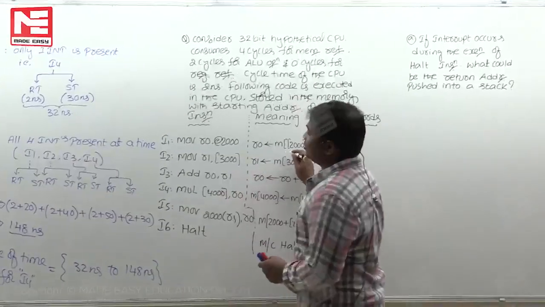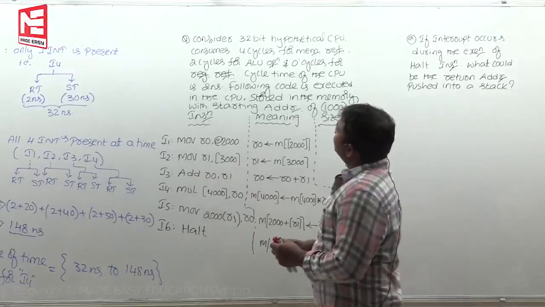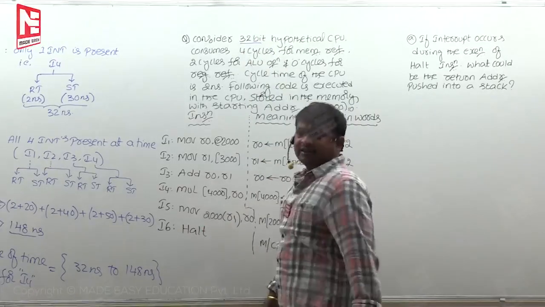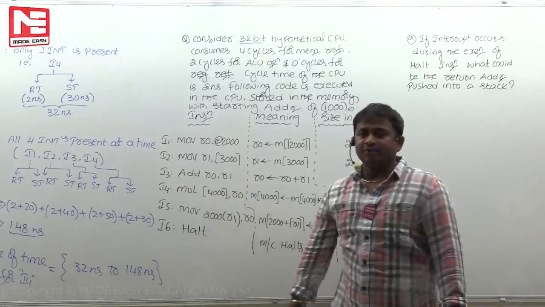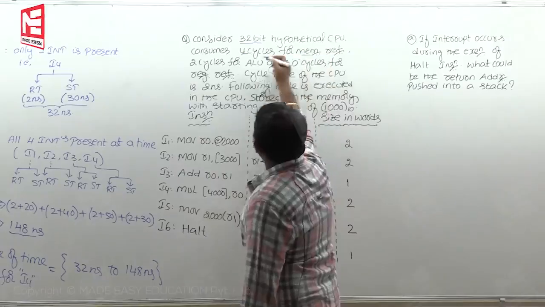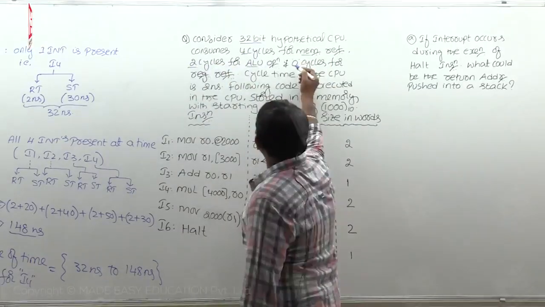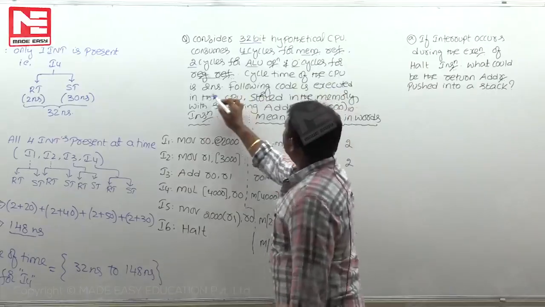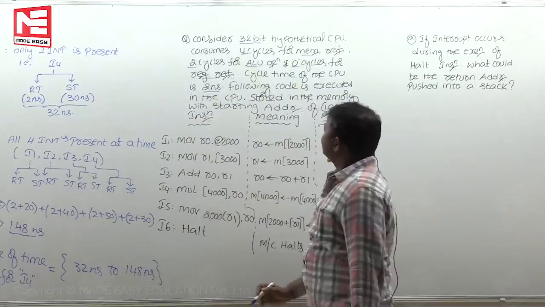This is the next question. Read it. Consider a 32-bit hypothetical CPU. Processor 32-bit, word length is 32-bit. It consumes 4 cycles for a memory reference, 2 cycles for ALU operations, 0 cycles for a register reference. The cycle time of the CPU is given as 2 nanoseconds.